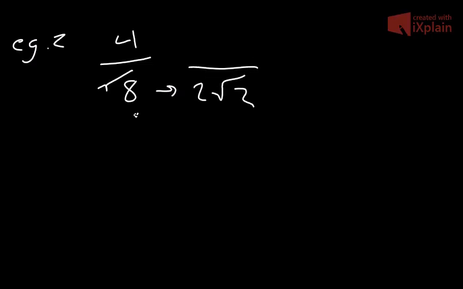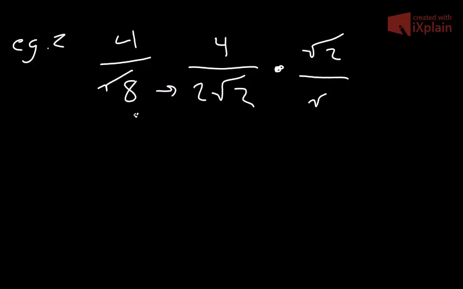Let's go to example 2. A little bit more difficult. We'll try 4 over root 8. So when you see root 8 here, we can simplify this. We don't rationalize this first, we simplify first. So root 8 can be simplified to 2 root 2. With the 4 on top. Now we see root 2. This can't be simplified anymore, so now we rationalize.